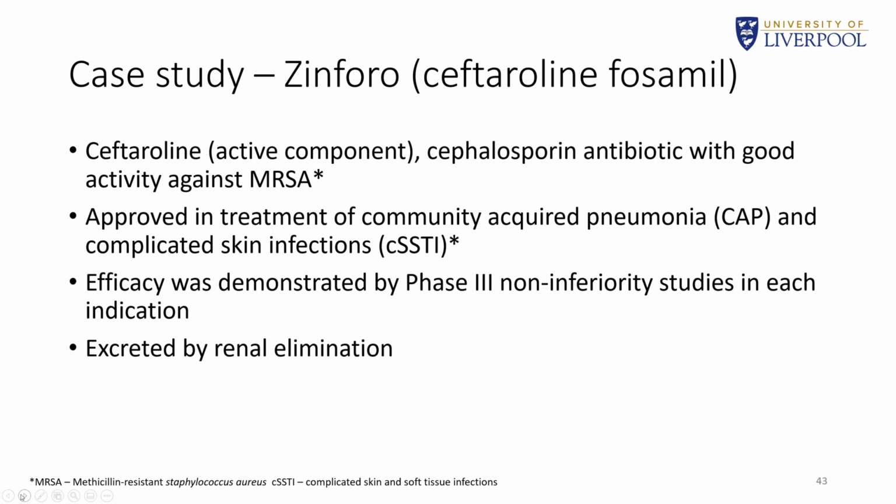So the example is Zinforo, which is ceftaroline fosamil, a prodrug of an active component, ceftaroline. This is a cephalosporin antibiotic with good activity against MRSA. It has been approved for the treatment of community-acquired pneumonia and complicated skin infections. The efficacy was demonstrated by phase 3 non-inferiority studies in each indication, and it was excreted predominantly by renal elimination.